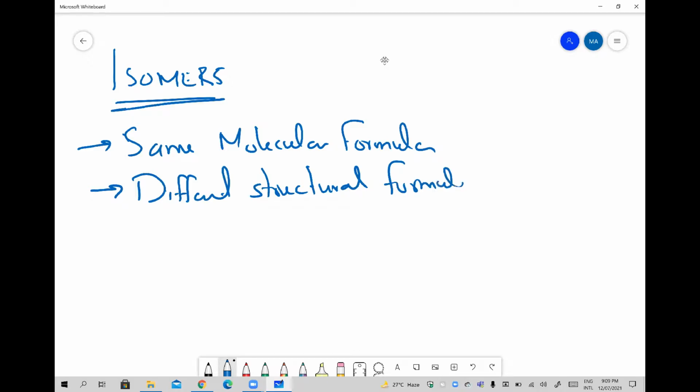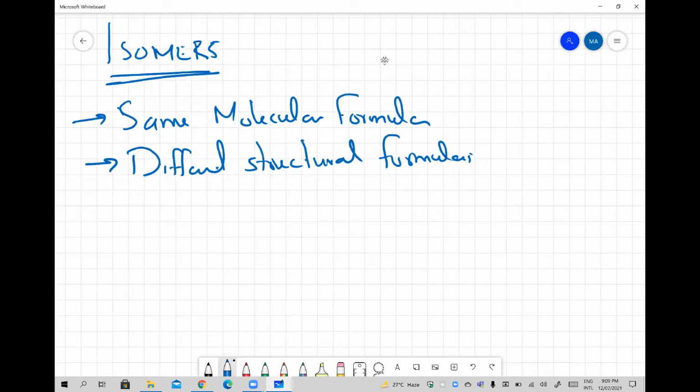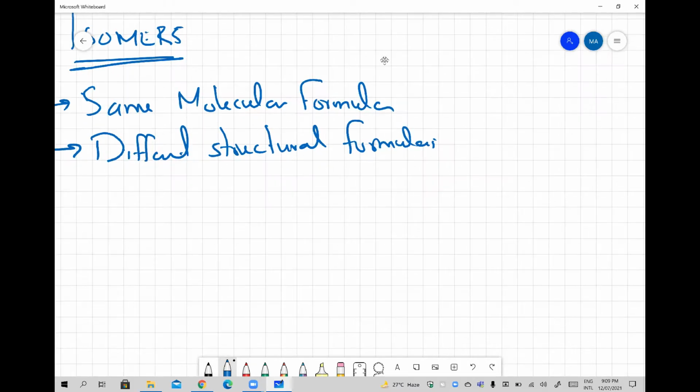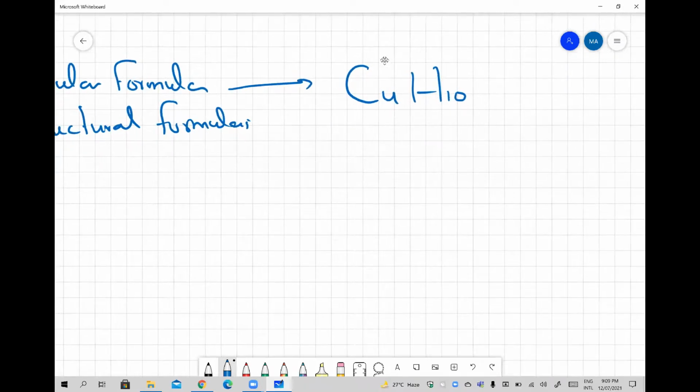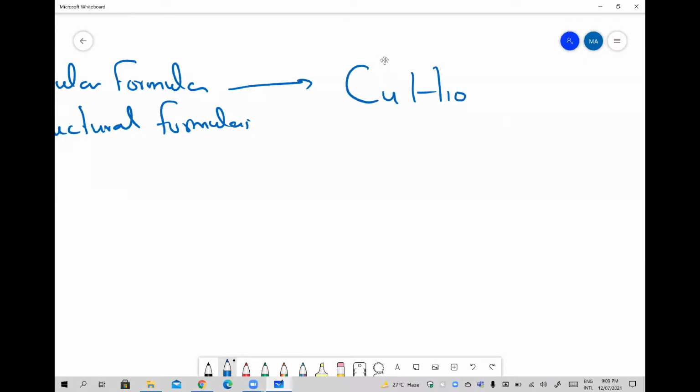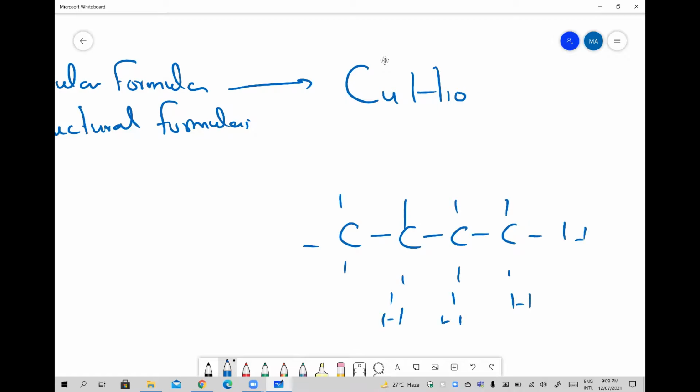Structural formulas are different because of the different connectivities here. For example, a pretty straightforward molecular formula is C4H10. This is a butane molecule, an alkane. If you want to draw butane in its displayed structural formula, a displayed formula of butane would be 4 carbons connected and then all of these hydrogens across these carbons. C4H10, yeah. So this is one way to write this structural formula here.